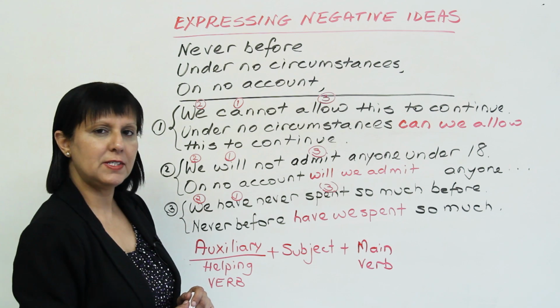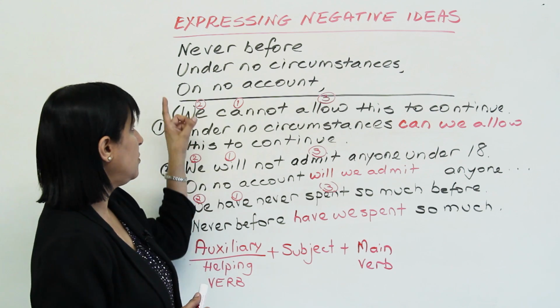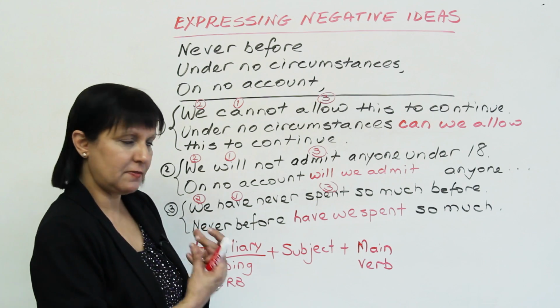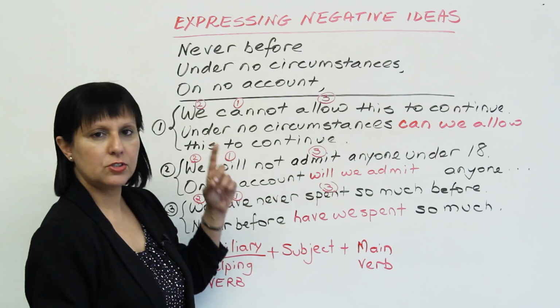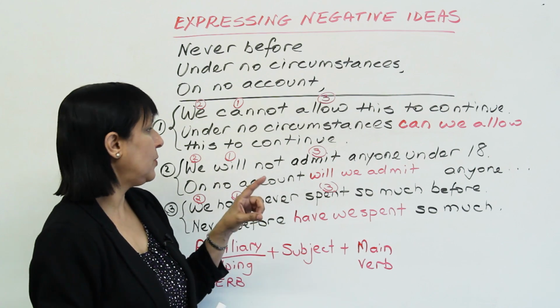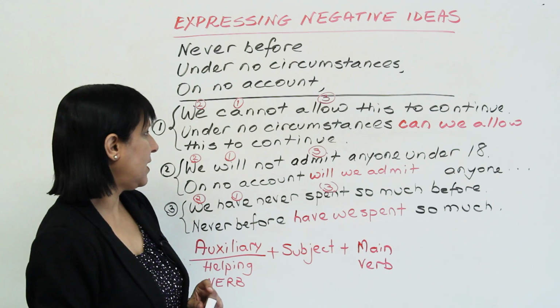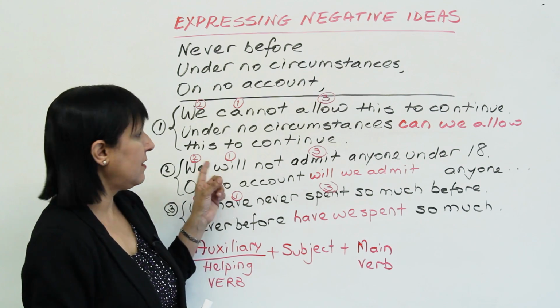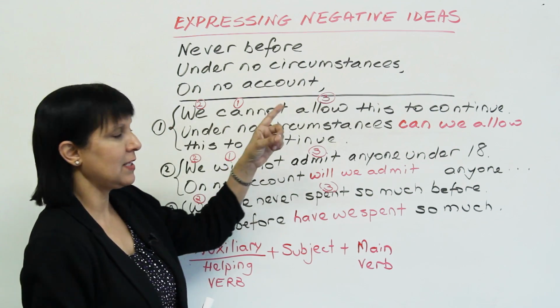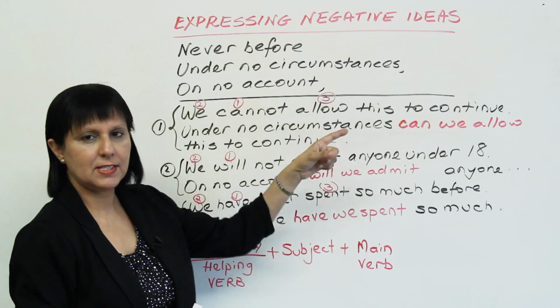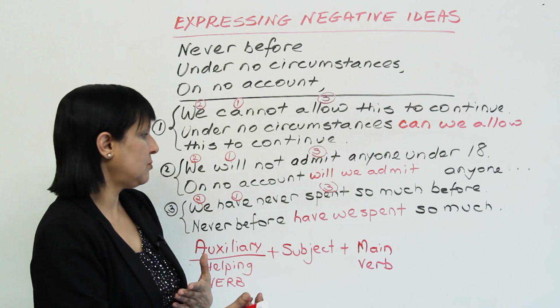Now look what happens to the sentence when we use one of these expressions first to emphasize the negative aspect. Under no circumstances can we allow this to continue, right? We didn't say under no circumstances we cannot allow this to continue. We didn't just add this and keep the sentence the same. We had to make some changes.